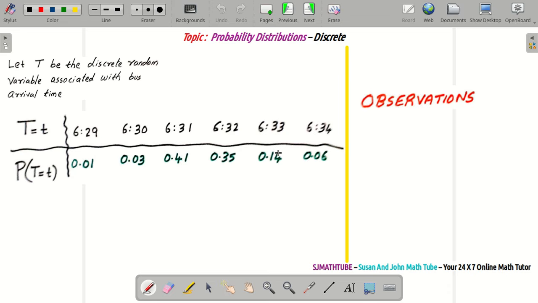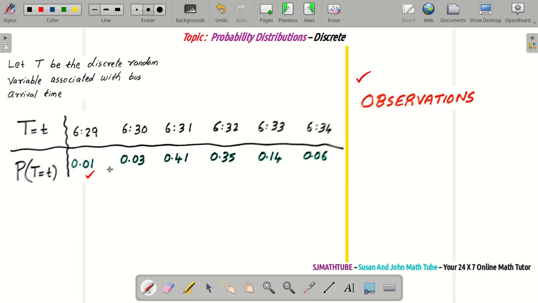And now my question is, what are the things you observe from this table? I gave you two examples. I'll give you a minute, so please think about it. You can pause the video and think about it.